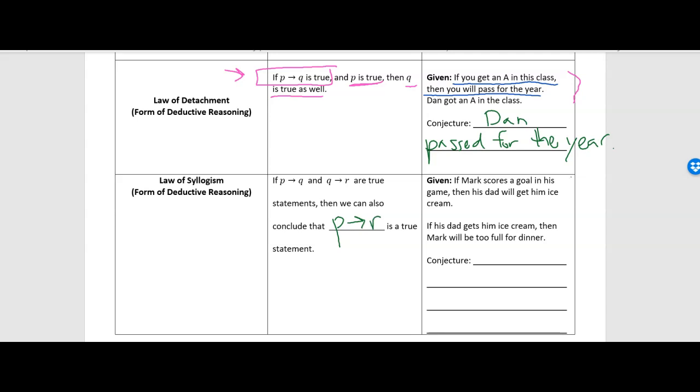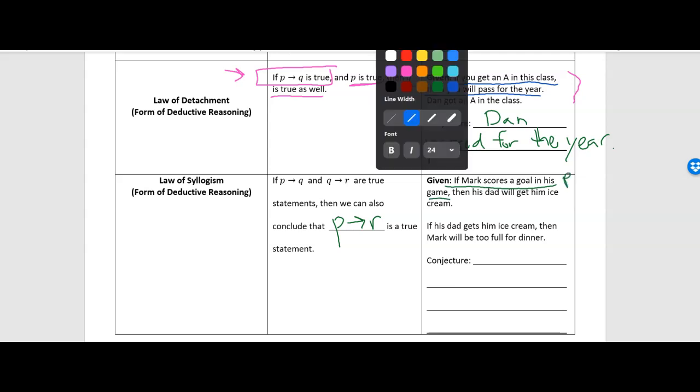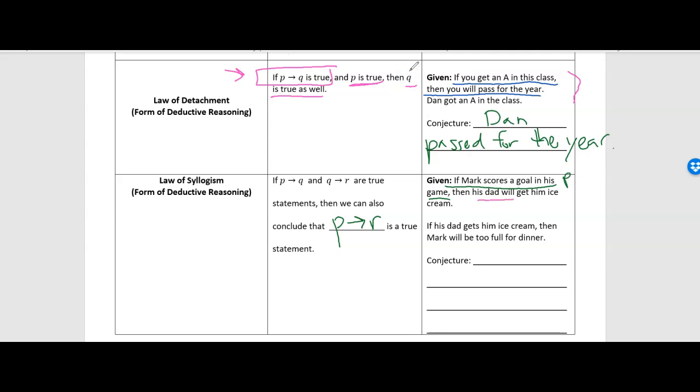So let's look at an example. If Mark scores a goal in his game, then his dad will take him to get ice cream. Okay, so we have a P, and let me show what our P's and Q's are. That is our P, right? Our Q is then his dad will get him ice cream.